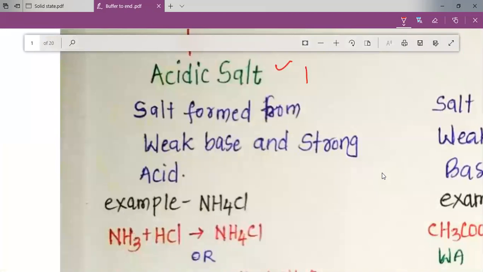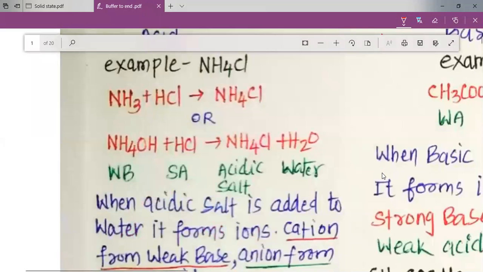Generally, the pH of acidic salt is less than 7. We know that as the H plus ion concentration increases, the pH decreases. Salt formed from the weak base and strong acid is the acidic salt. You can look into the example NH4Cl.